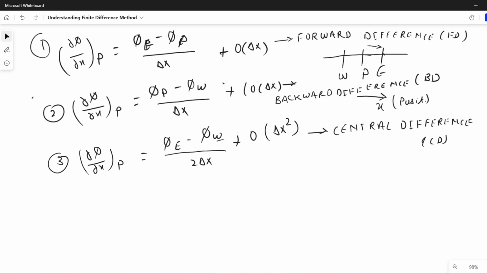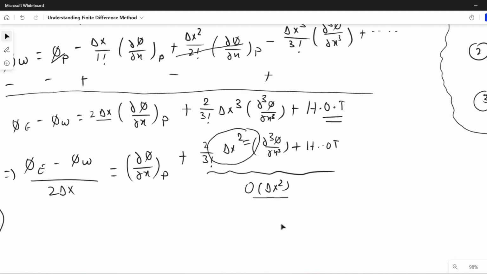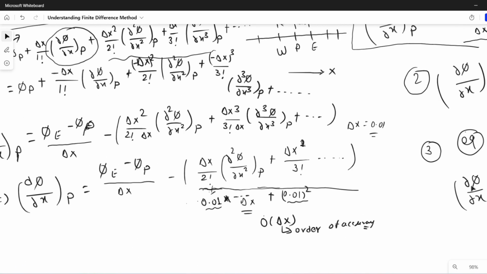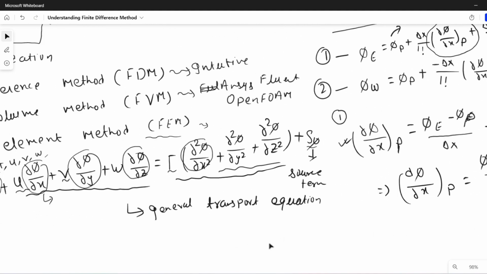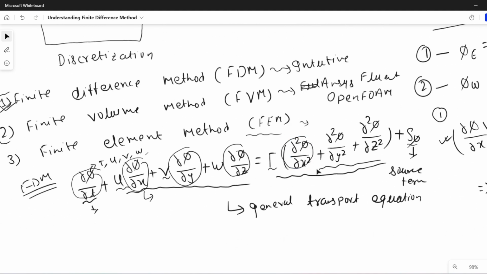Now we have calculated ∂φ/∂x at point P using 3 different methods, but we have seen in our general transport equation that we have second order terms also. So here is our general transport equation, and we have second order terms also.